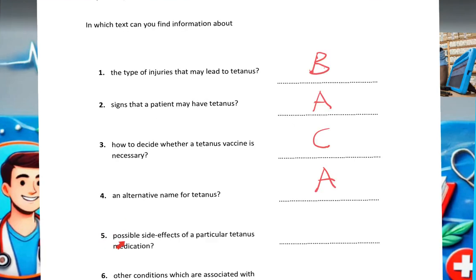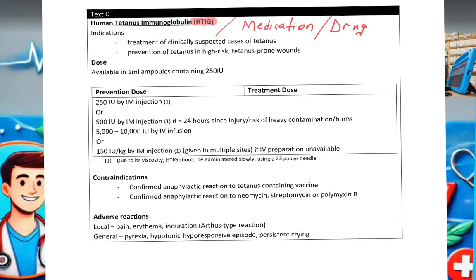Question number 5. Possible side effects of a particular tetanus medication. So what are we looking for? Possible side effects. But we are focusing on what? A particular tetanus medication. So we go to the text that contains a particular tetanus medication or drug. So we are in the text which contains a particular medication. So HTIG medication. And we're looking for the side effects. In the question, we are looking for possible side effects.